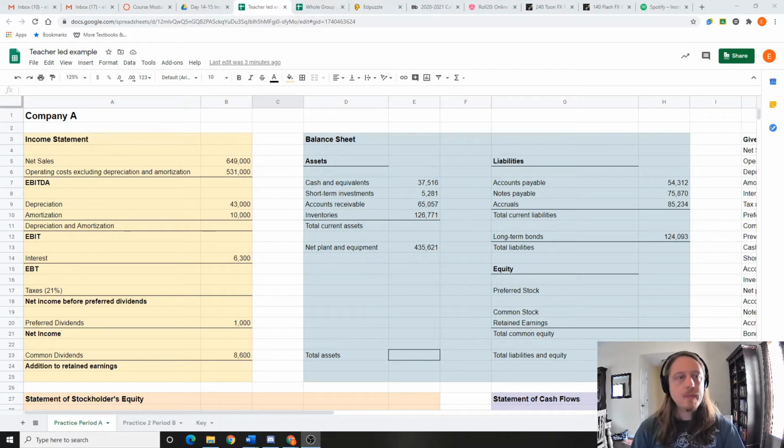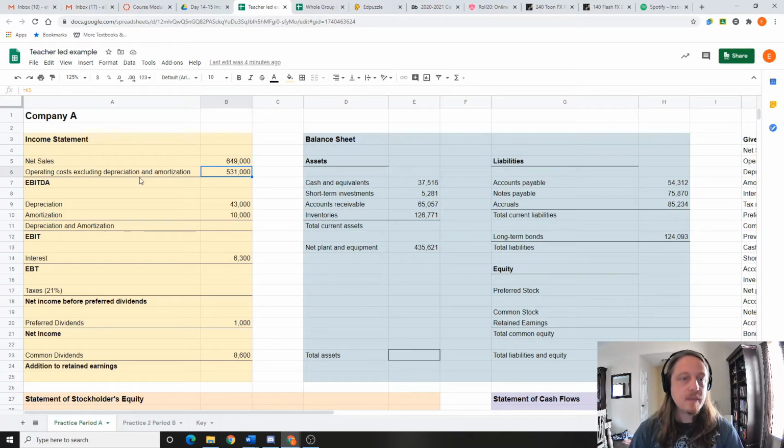Okay, so we have an income statement here from Company A, and we're trying to find the EBITDA, the EBIT, EBT, net income, retained earnings, just like before. And so we start off with net sales. This is how much money we made just by selling our product or service. And there are some costs, of course, that went with that in order to make money.